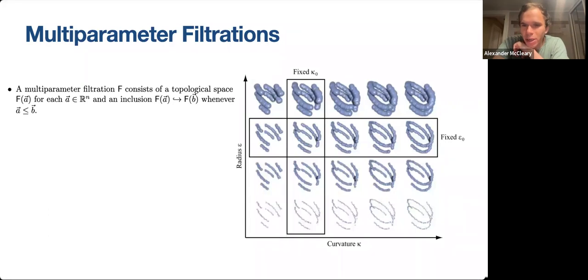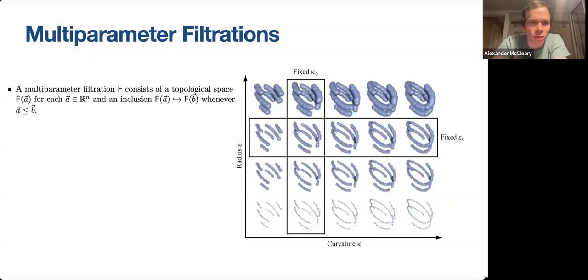So what we're really doing is we're saying we only want points in our data set that are, in some sense, not too curvy. And as we increase this curvature parameter, we're allowing more and more points into our data set. And if we combine these two things, we get a multi-parameter filtration.